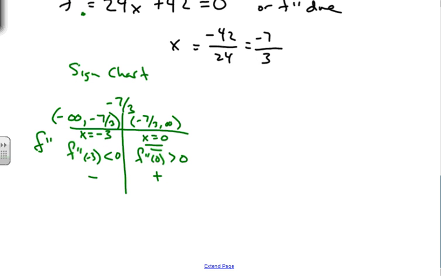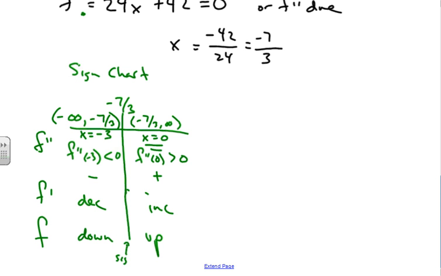So what does that mean? Well, that means that right here, f prime is decreasing. And here f prime is increasing because f double prime is positive. And because f prime is decreasing and then increasing, we know that f is going to be concave down on this interval and then concave up here. We also see that there's a sign change. Because of the sign change, we know that at x equaling negative 7/3, we have a point of inflection.